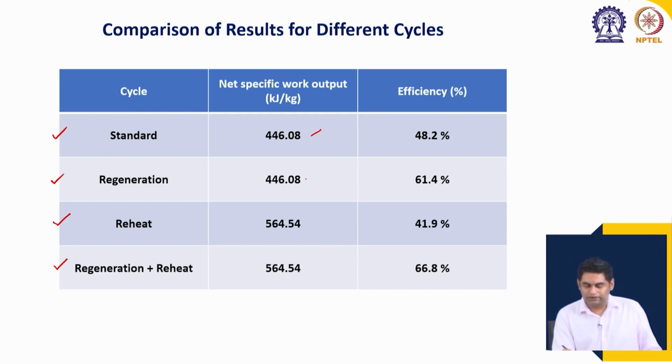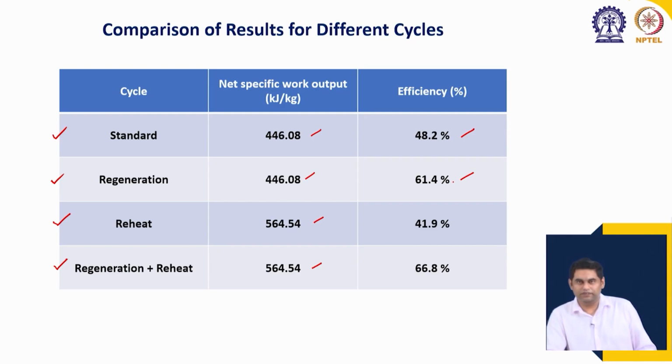For the standard and regeneration cycles, the work output is 446.08, as we expect, both will be equal. For reheat and regeneration plus reheat, a significantly higher value is obtained, which is 564.54. The efficiency for the standard cycle is 48.2%, whereas if I add regeneration, we get up to a high value of 61.4%. Remember, all these are ideal cases.